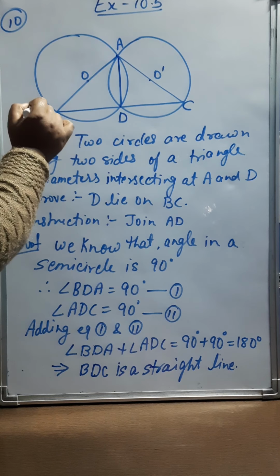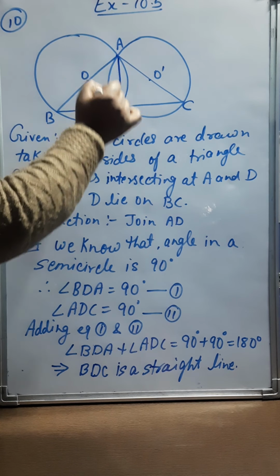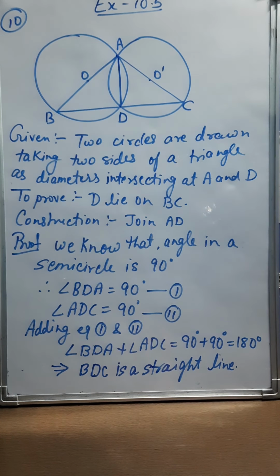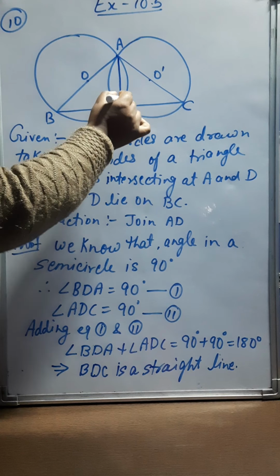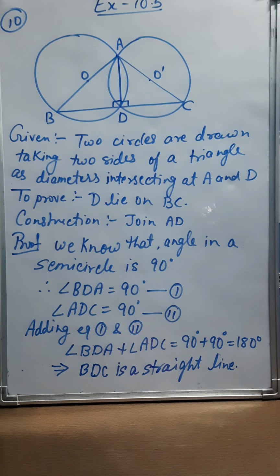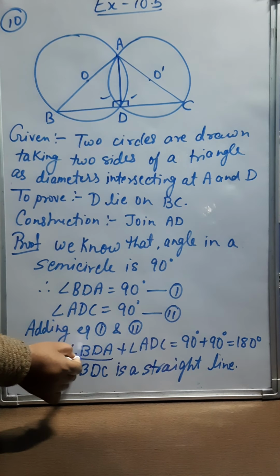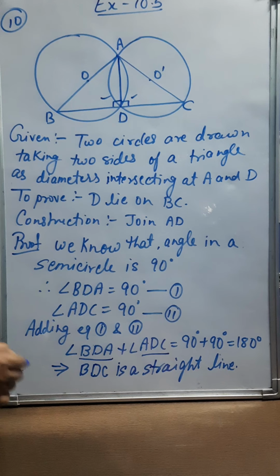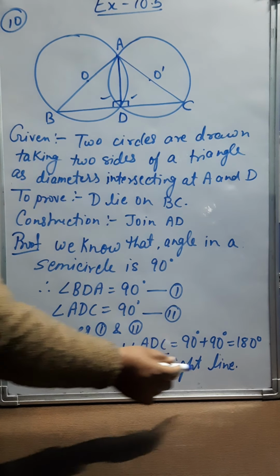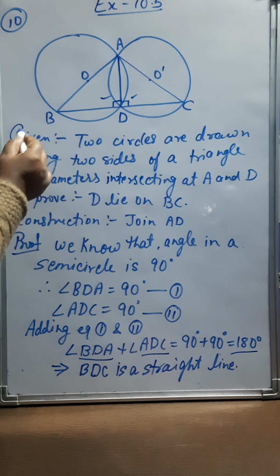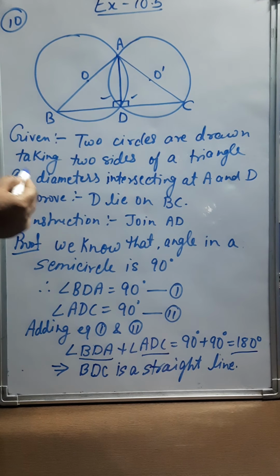So these angles BDA and ADC are both angles in a semicircle, and we know that an angle in a semicircle is 90 degrees. So clearly this angle is 90 degrees and this angle is also 90 degrees. If we add these two angles, angle BDA plus angle ADC is 90 plus 90, so hence 180 degrees. So clearly BDC is a straight line, or we can say that D lies on the side BC.